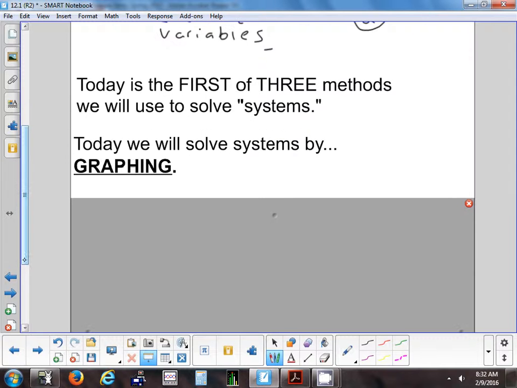The only downside to doing it that way is it means you have to graph it very accurately. You can't draw your lines squiggled. You really need a ruler or use your ID and draw it as accurately as you can.